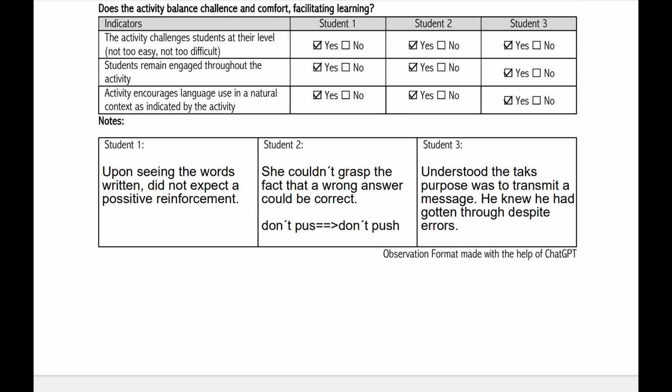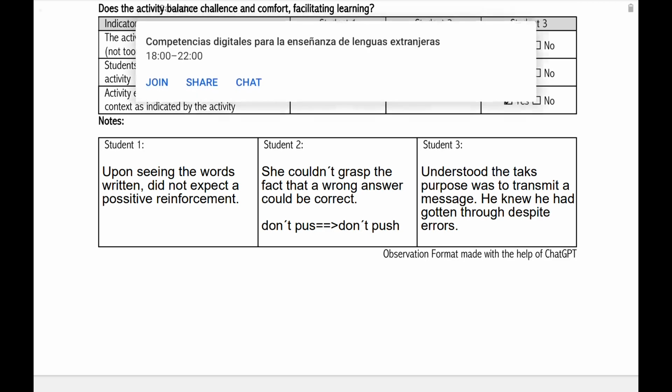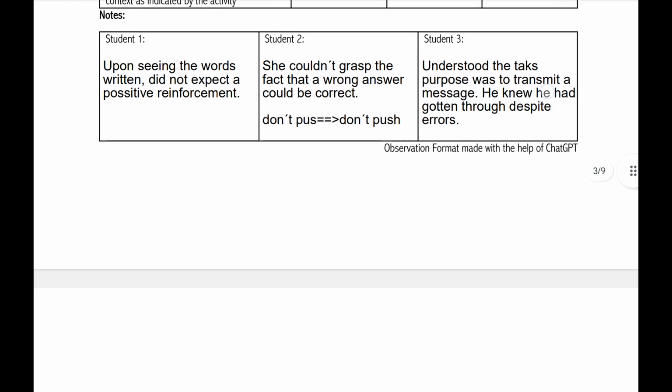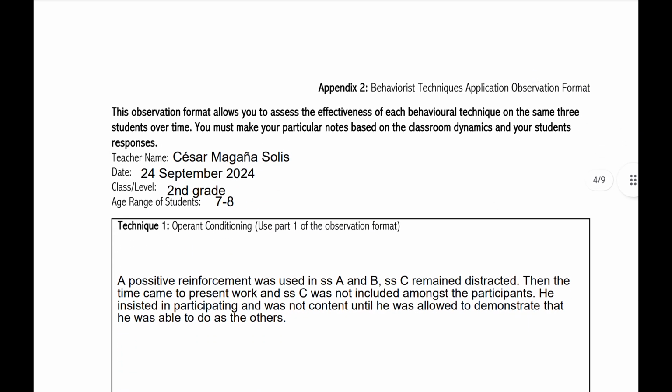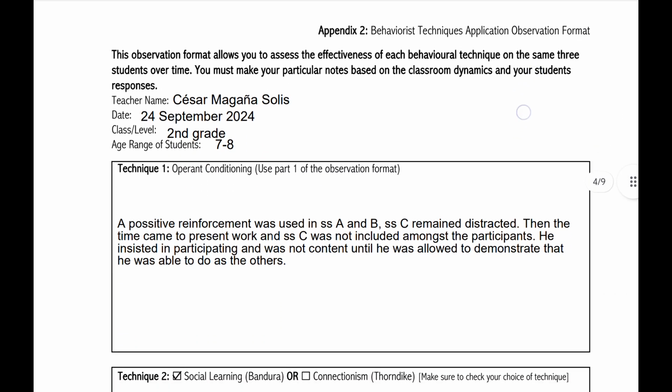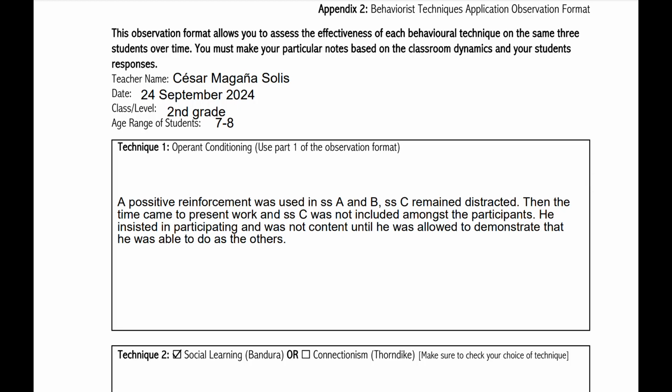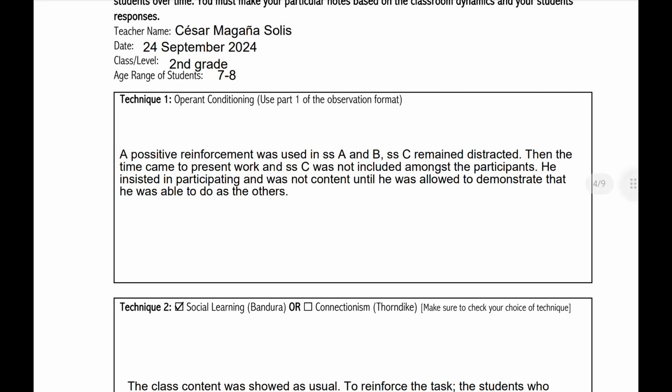And student 3 understood the task's purpose. He understood that the purpose was to transmit a message. He knew he had gotten through despite his errors. So for appendix number 2, there's the information. It was conducted on the 24th of September, and this is what it consisted of.